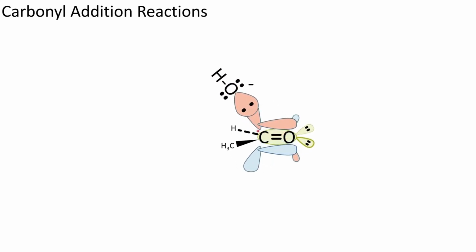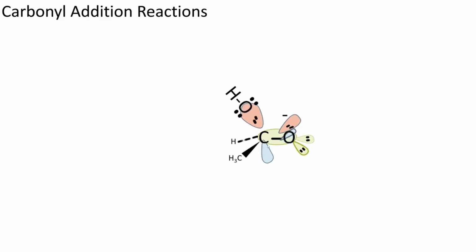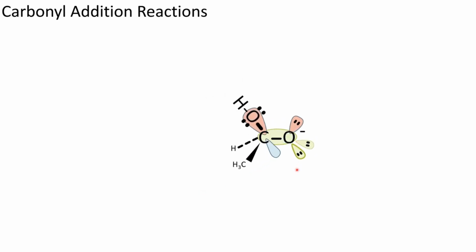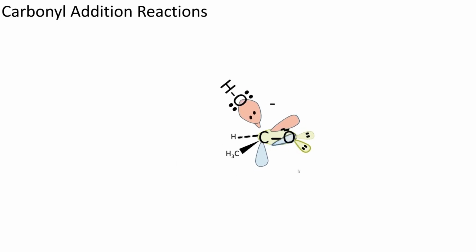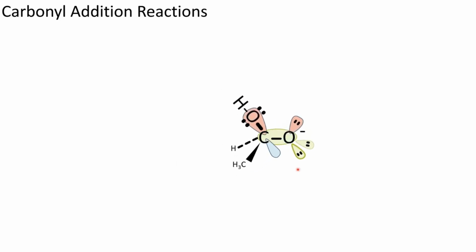And again, of course, the pi star has lobes on the top and the bottom, so this O- could also attack from the bottom. And if this were to become a stereocenter, this would then be a racemic mixture of enantiomers. It's just so cool. MOs, molecular orbitals, explain everything.